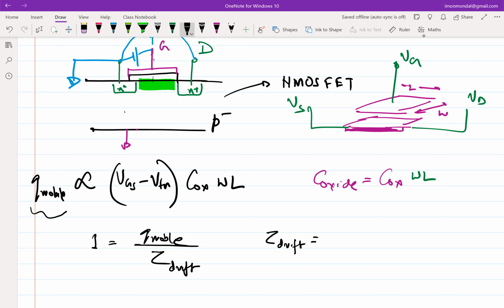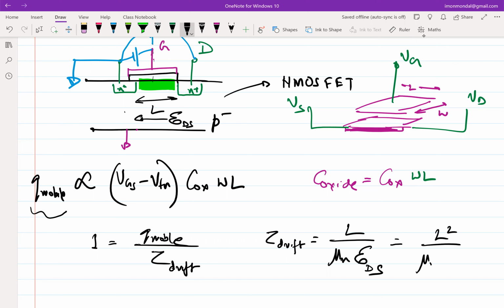This drift time, in terms of device dimension, is the length that it has to travel divided by the velocity. What is the length? This is L by the velocity. And also, what is the velocity under the influence of an electric field? Mu times mobility times the effective electric field. So this becomes mu times electric field between drain and source. So you have an electric field here. And now what is the electric field in terms of voltage and distance? V by L, right? VDS by L, which means this becomes L squared by mu n times VDS.